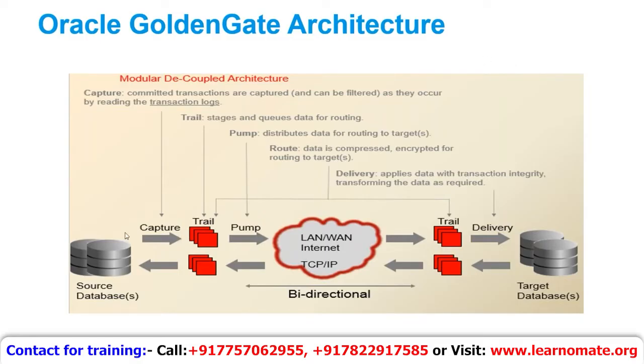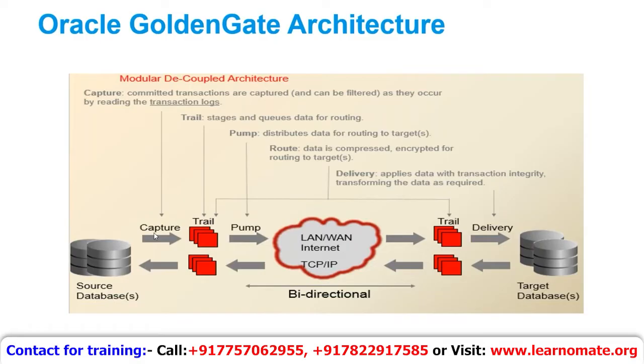So you have GoldenGate capture process, which reads the transaction logs in sequential manner and captures the committed transaction. Remember, your redo logs of database contain committed as well as uncommitted transactions. However, the GoldenGate capture process only captures committed transactions. It doesn't capture any uncommitted transactions.